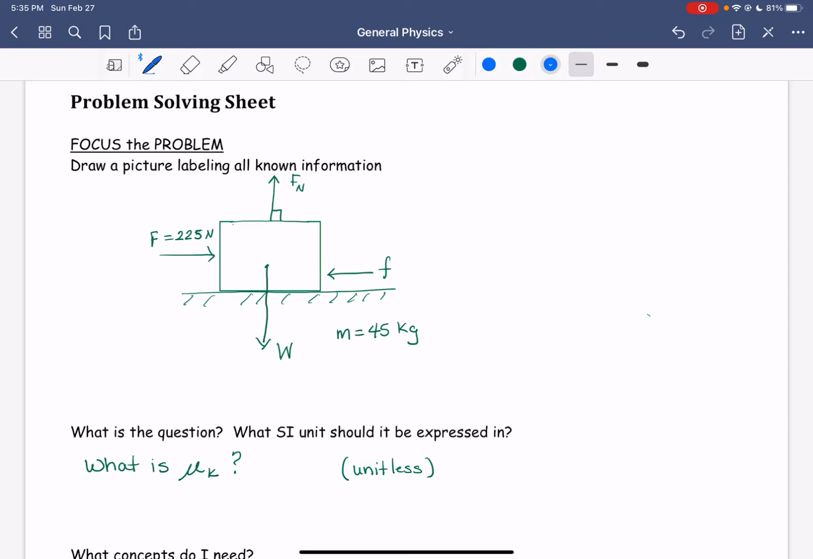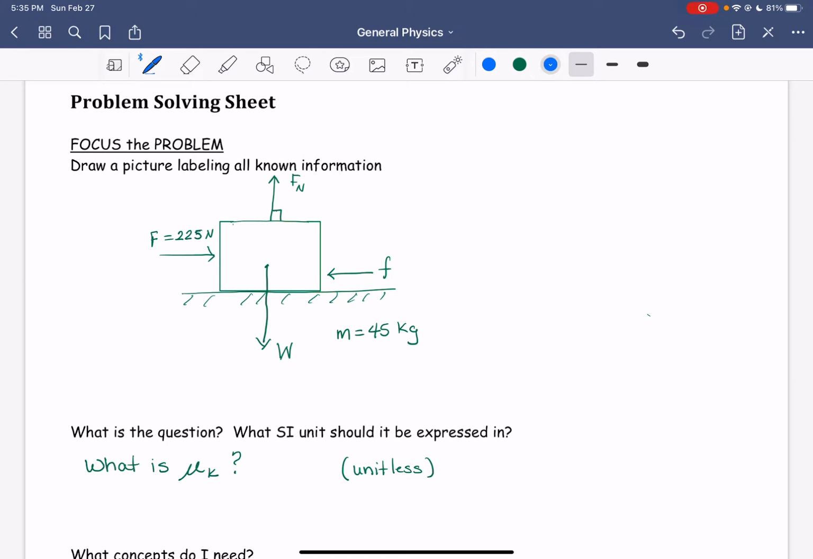In this case, I have drawn a picture of the box and I've labeled all the forces acting on that box, which includes the weight pointing down, the normal force, which is always going to be perpendicular to that surface, pointing up. This is the force that the floor exerts on the box. Then we have the frictional force and the force that you applied. With my drawing, I also label all of the known information, which is the force applied and the mass.